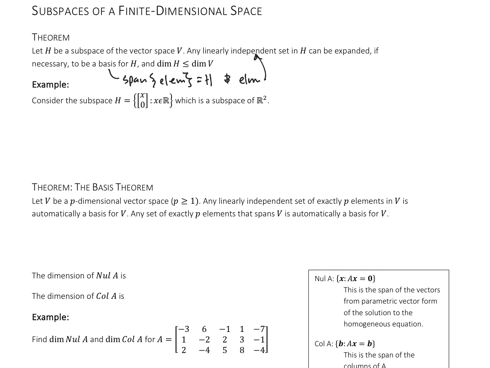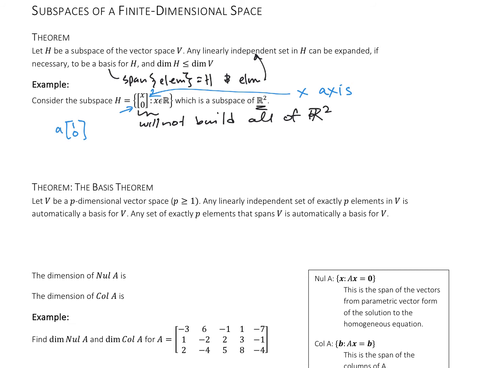So here's a more concrete example of this. Here's my subspace defined by the vectors (x, 0), where x is some element in the real number system. So this is a subspace of R2. Hopefully you can see, though, that this will not build all of R2, right? But if I just take the element (1, 0), another way to think about this is that this is the x-axis, right? So any linear combination of (1, 0), if I take a times (1, 0), I'm going to get anything on the x-axis.